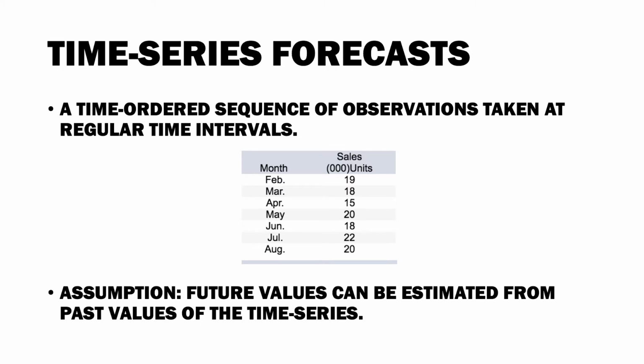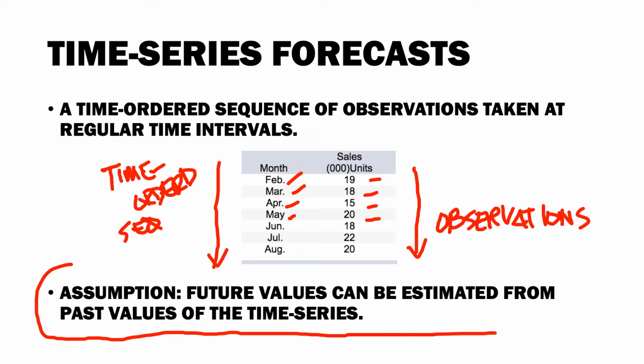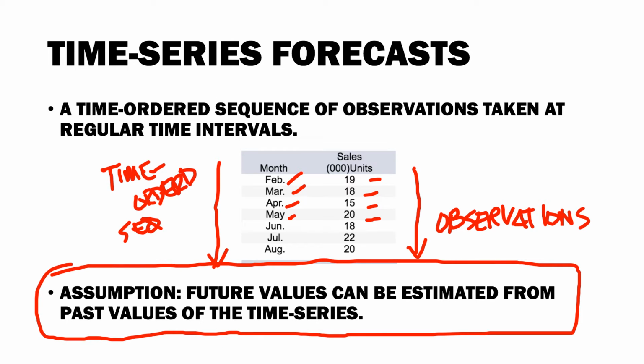All right, before we deep dive into time series, let's do a very quick recap. A time series forecast is a time-ordered sequence of observations. Here we have our observations, and on this side, we have our time-ordered sequence that's been taken at regular time intervals. In this case, every month, we make an observation. Again, it can't be stressed enough that we are making an assumption that future values can be estimated from past values of the time series.